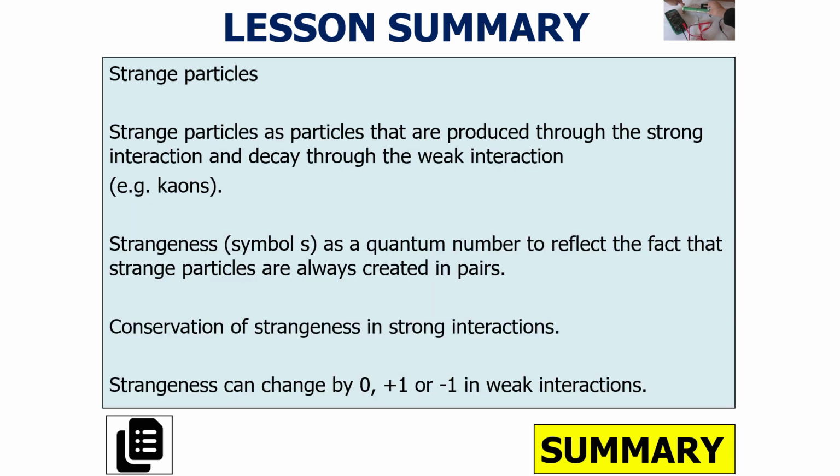And finally, we've got strange particles. Strange particles are particles that are produced through the strong interaction and decay through the weak. Strangeness is a quantum number that reflects that strange particles are created in pairs. Strangeness is conserved in strong interactions, and it can change by 0, +1 or -1 in weak interactions.